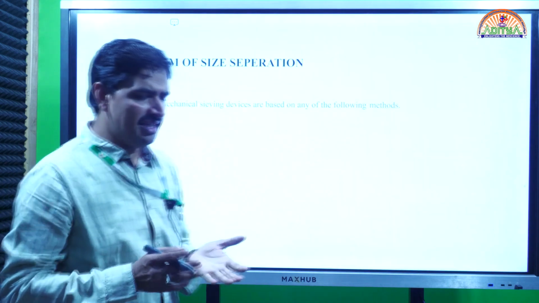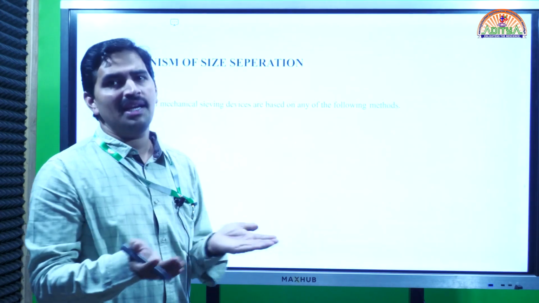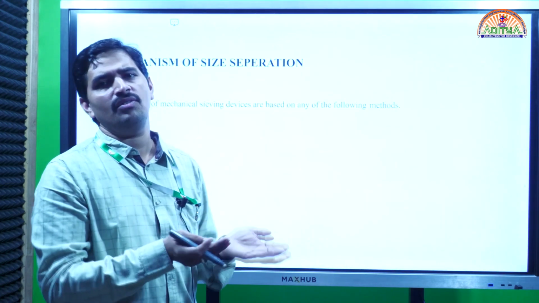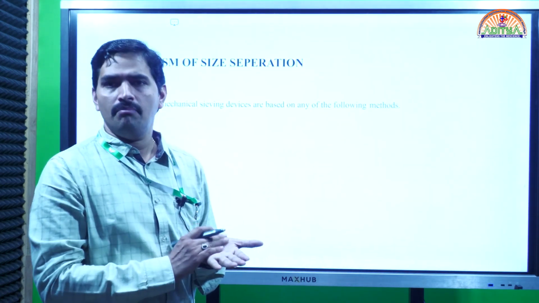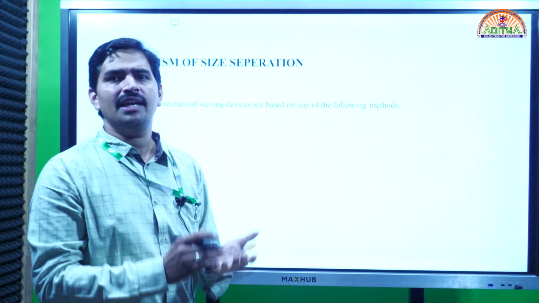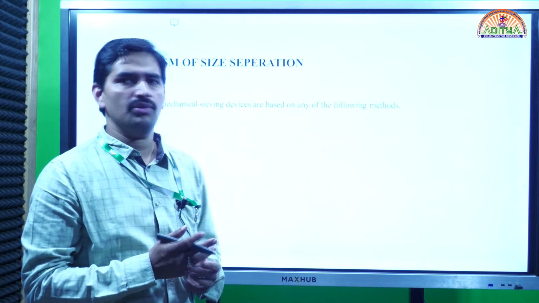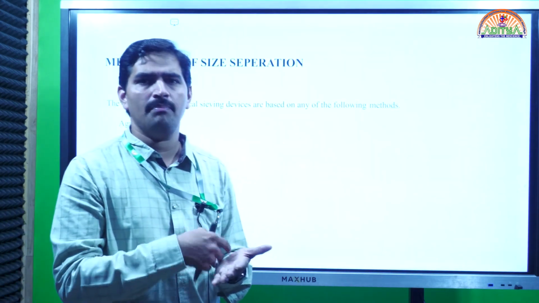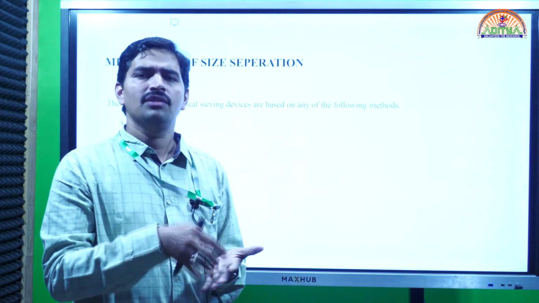Agitation: generally, if you shake the sieve mechanically or by any means, then what happens? Particles will pass through the sieve forcibly and go through their openings. That means the size separation is going to happen. Coming to brushing, by means of a brush we forcefully pass the material through the sieve.